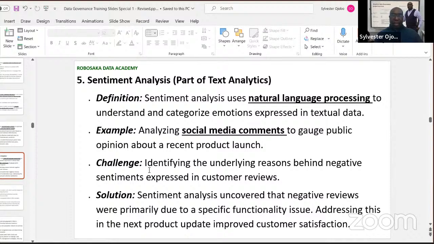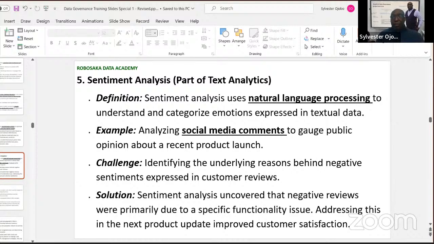So one of them is to identify the underlying reasons behind negative sentiments expressed in a customer view. Somebody expresses something in natural language, and if you do not identify the reasons why such negative sentiment is being expressed, your solution may not be in the right direction. So that somebody makes a comment is not enough for you to take such a decision.